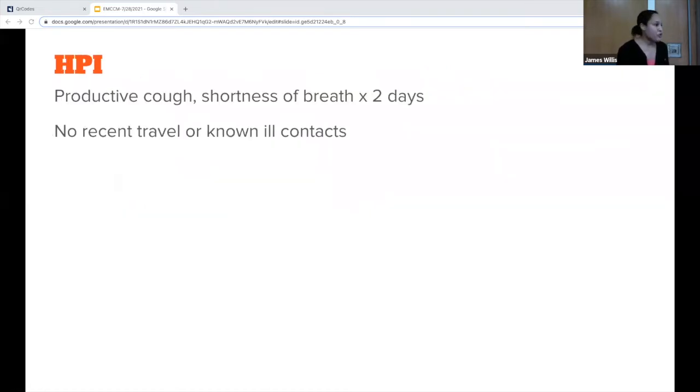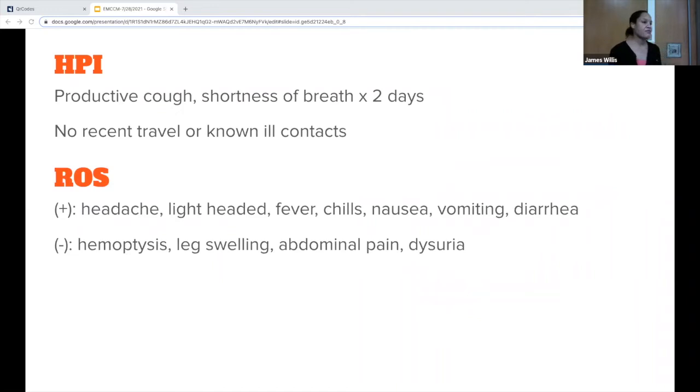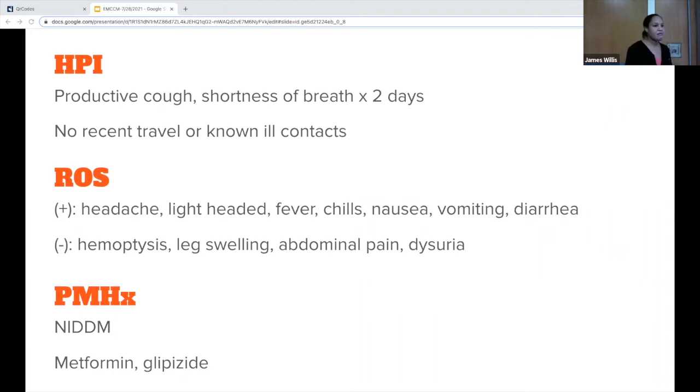We get a little more history from him. He says he's had productive cough and shortness of breath for the past 2 days. He's got no recent travel, no known sick contacts. His review of systems is notable for positive for headaches, lightheadedness, fever, chills, nausea, vomiting, diarrhea. Pertinent negatives, no hemoptysis, no leg swelling, no abdominal pain, no dysuria. His medical history is only notable for non-insulin dependent diabetes, for which he is on metformin and glipizide.